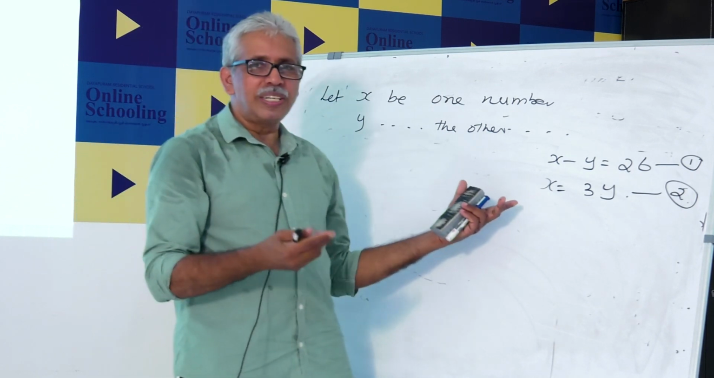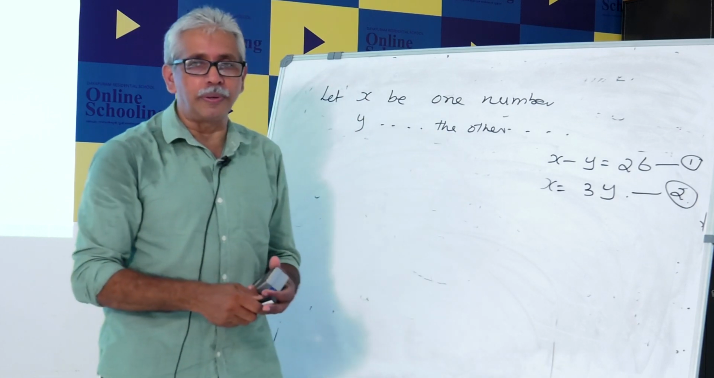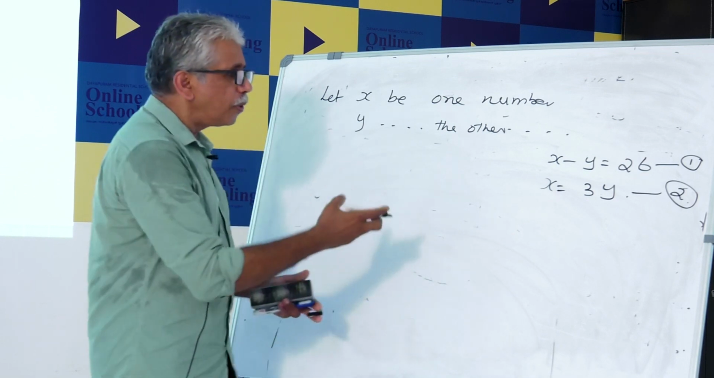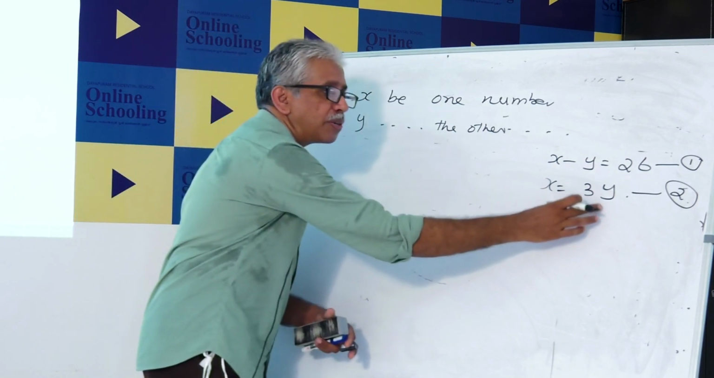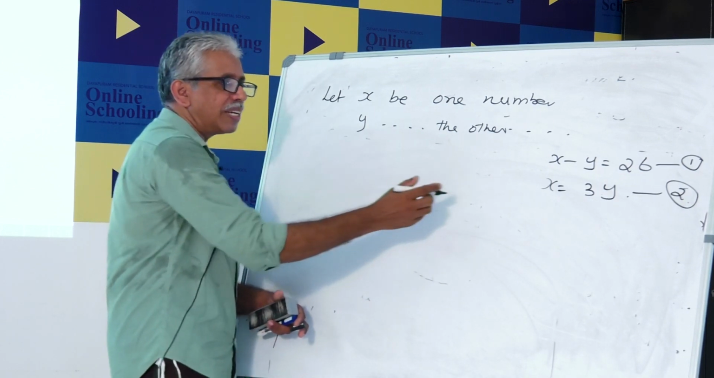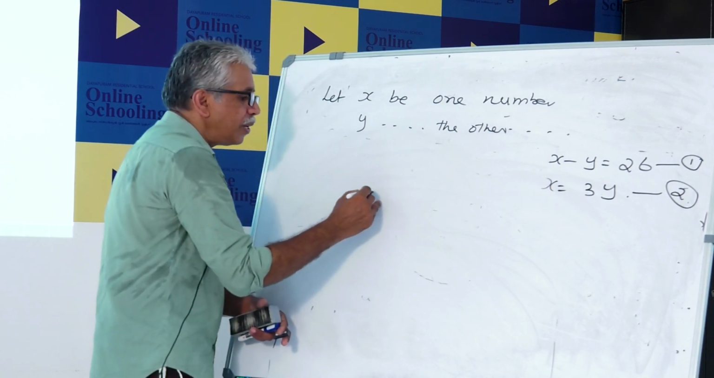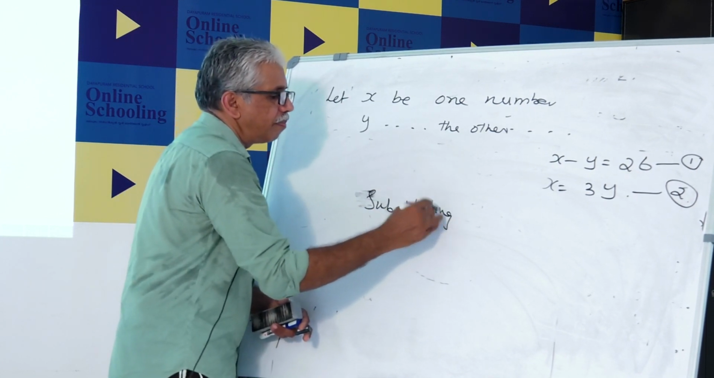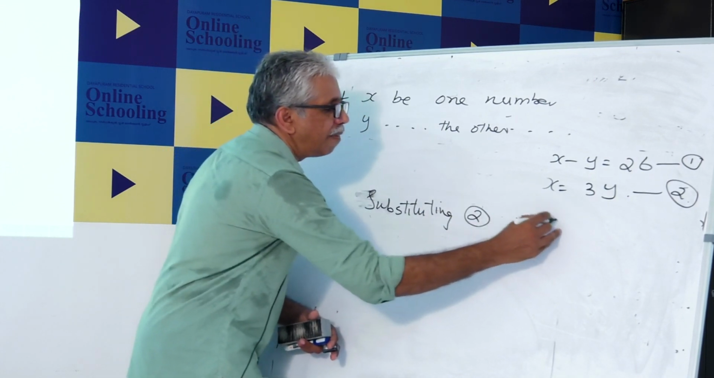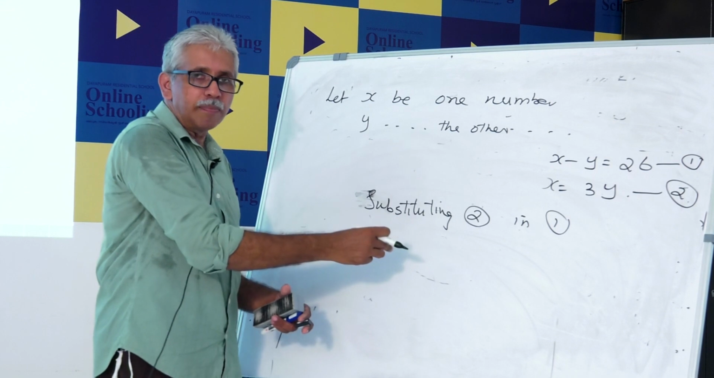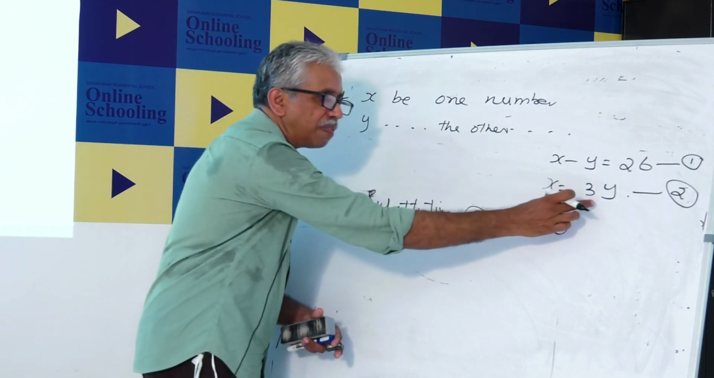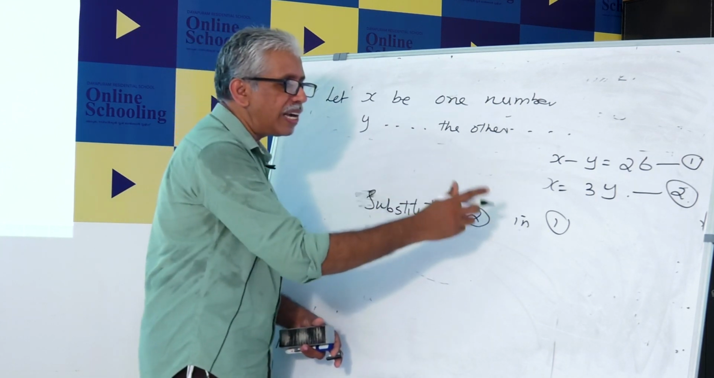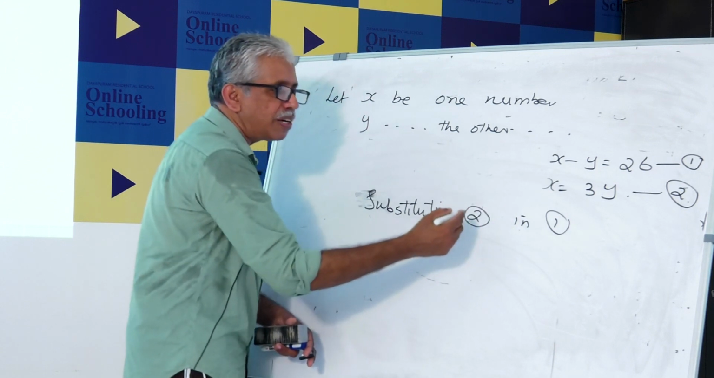Now, the second equation is in the form ready to substitute. The second equation directly is a substitution formula. So you put the second equation, that means the substitution formula, in the first one. What you will get? In the place of x, you can write, so substituting 2 in 1, I can say. When I write this, what is the meaning? You are using the substitution formula x equal to 3y in the linear equation x minus y equal to 26. So in the place of x, you will write 3y.